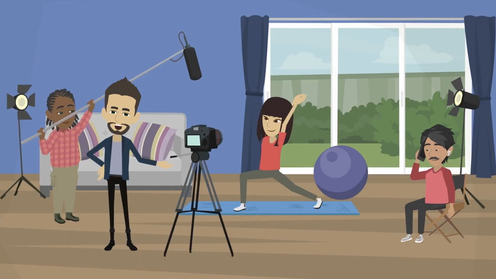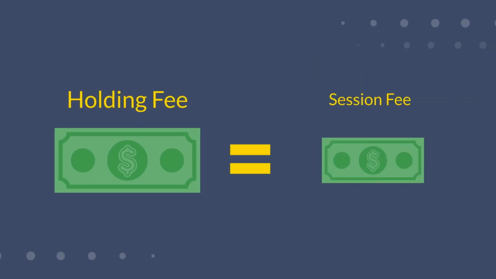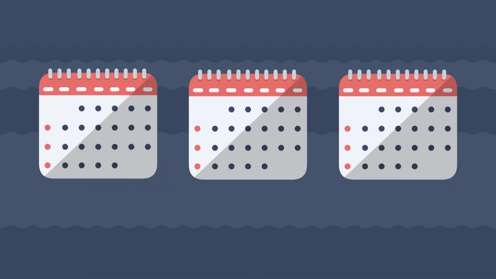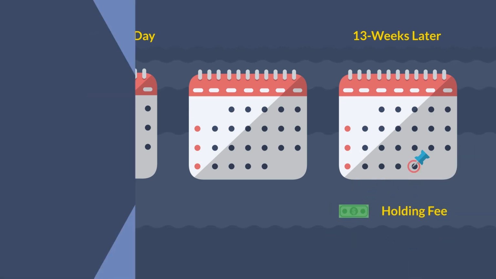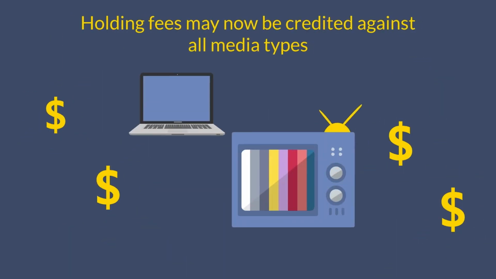Holding fees are paid in order to hold the performer exclusive to a category of products or service in order to use a commercial in non-consecutive use cycles. A holding fee is equal to a session fee, and the session fee also serves as the first holding fee. An advertiser or agency then has 13 weeks after the last production day to initiate a use cycle. If no use is initiated, a holding fee is due to the performer. Thereafter, a holding fee is due every 13 weeks and is paid and credited against the use cycle. Holding fees may now be credited against all media types.